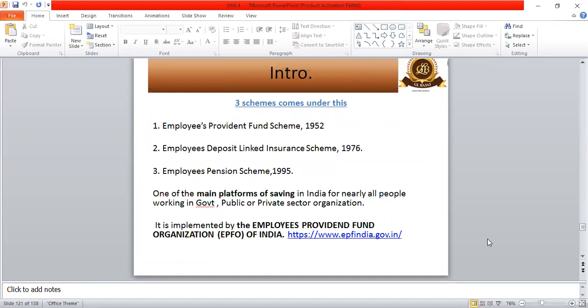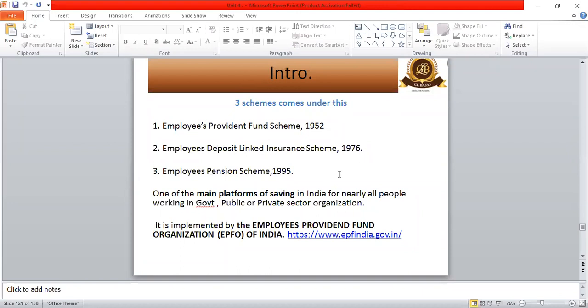There are three schemes that come under this, and this is very important for all of you to know. We just know the term Employee Provident Fund, which is very popular. But not only Employee Provident Fund is there in this act. Three schemes are provided to the employees under this act, and those are: first is the Employee Provident Fund Scheme, second is the Employees Deposit Linked Insurance Scheme, third is the Employees Pension Scheme.